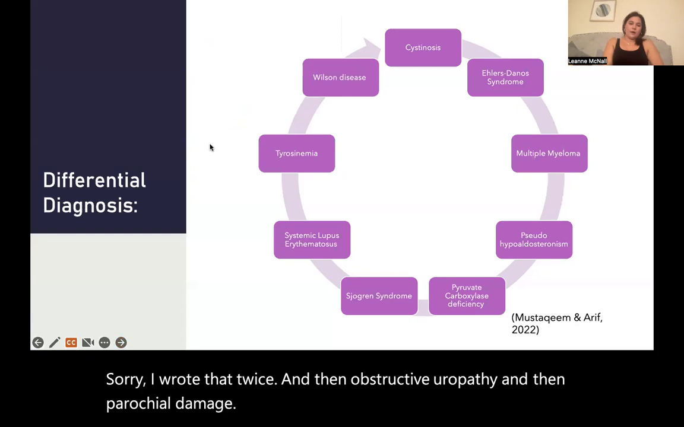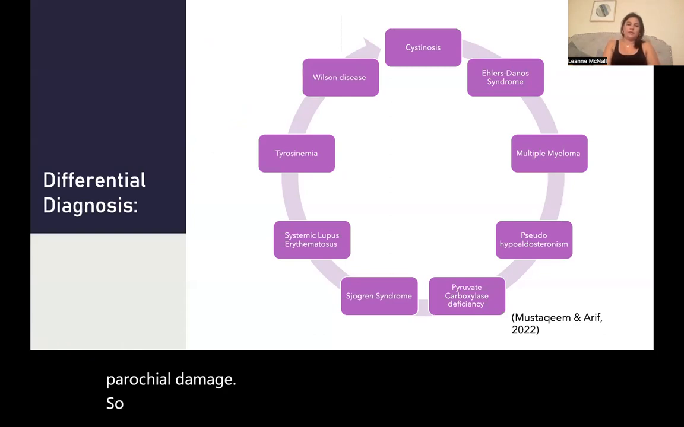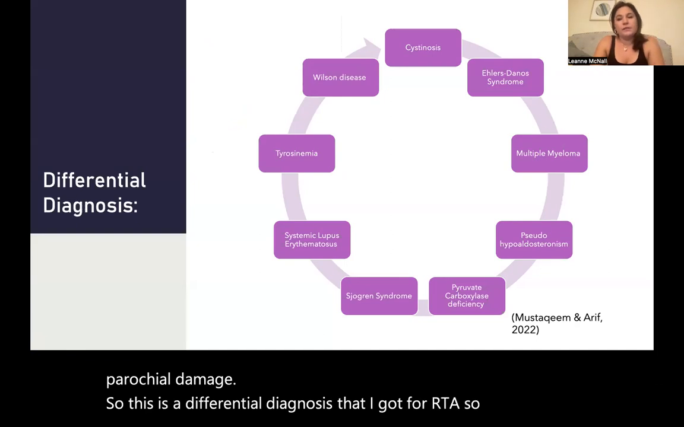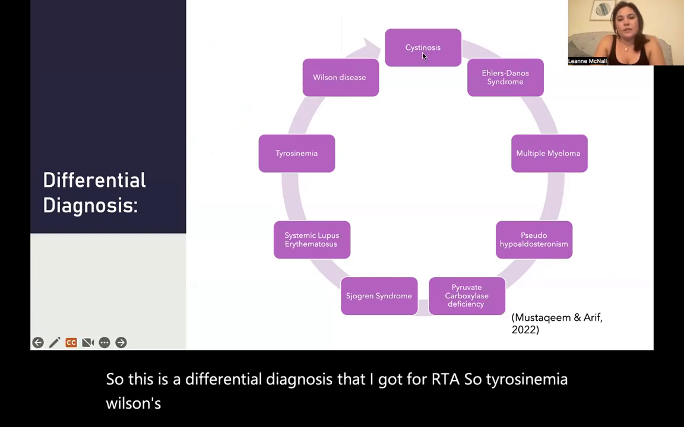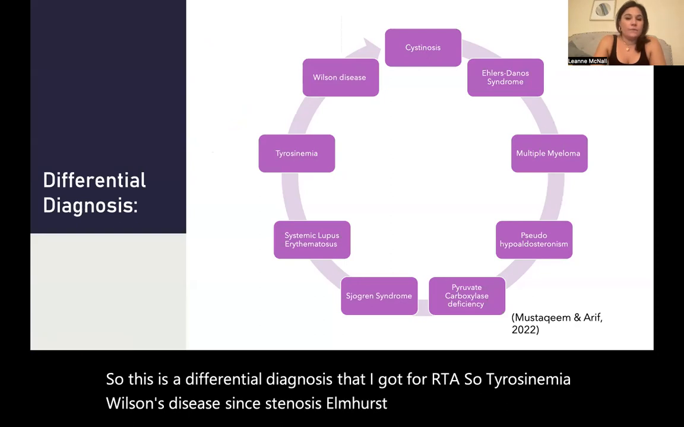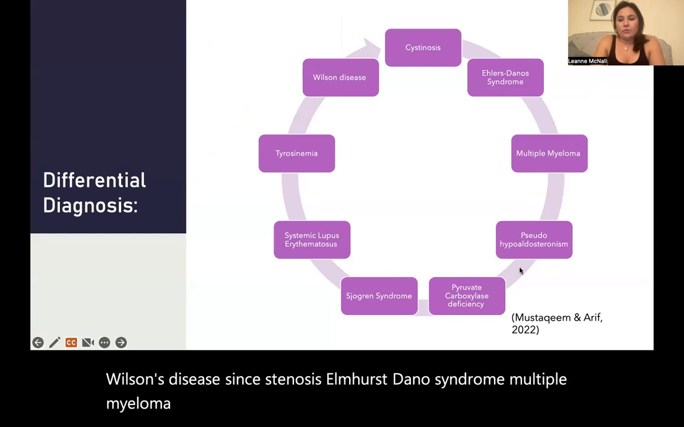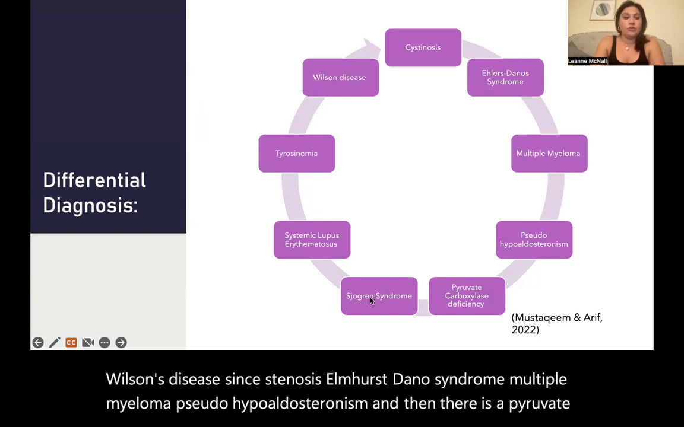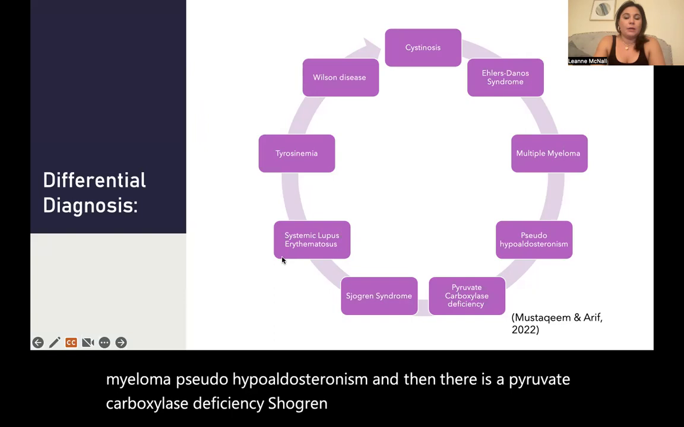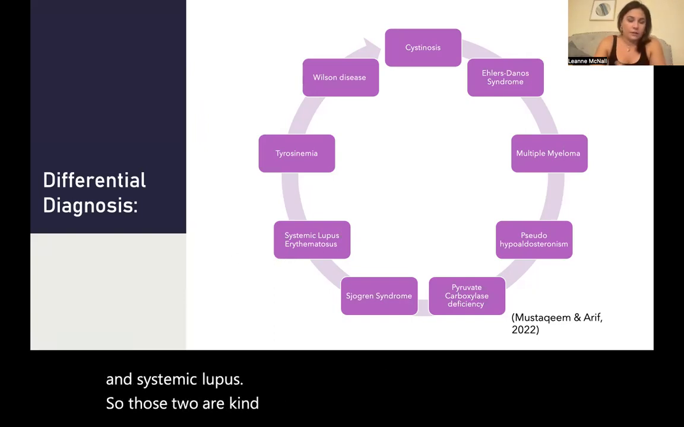Okay, so this is a differential diagnosis that I got for RTA. Tyrosinemia, Wilson's disease, cystinosis, Ehlers-Danlos syndrome, multiple myeloma, pseudohypoaldosteronism, and then there's pyruvate carboxylase deficiency, Sjogren syndrome, systemic lupus. So those two are kind of autoimmune and arthritic diseases, so those kind of go together.